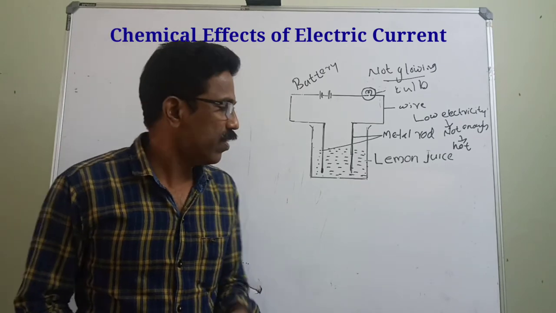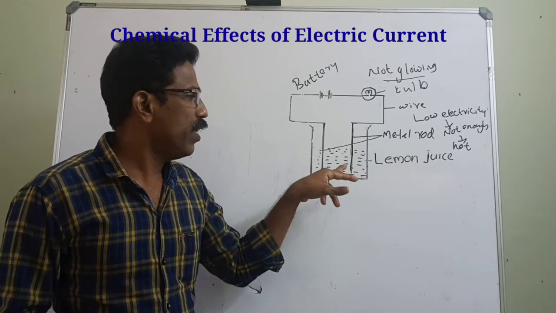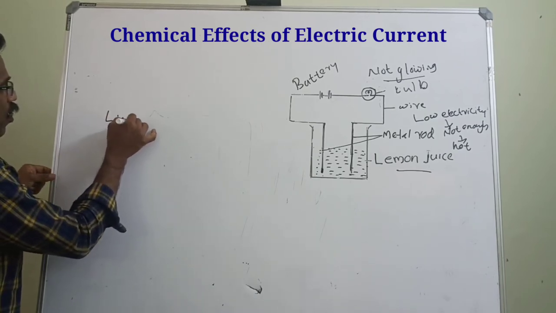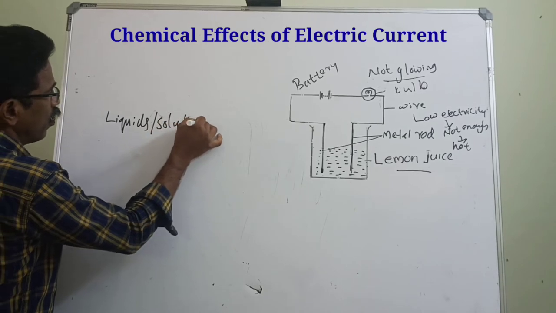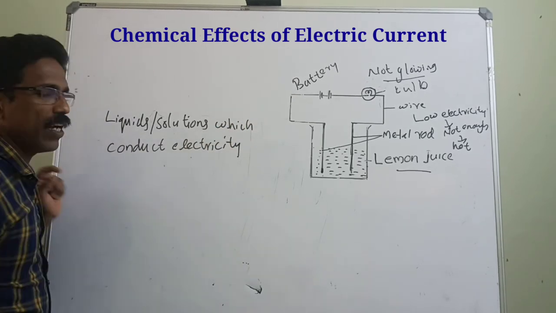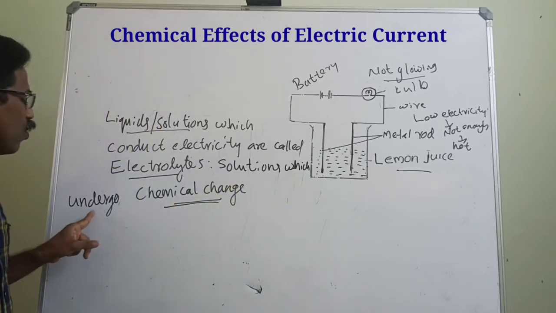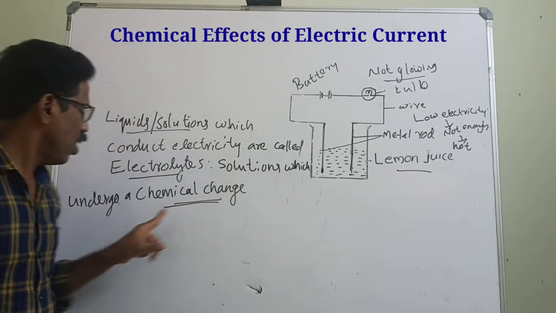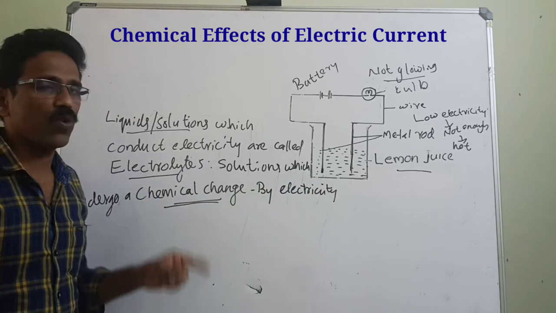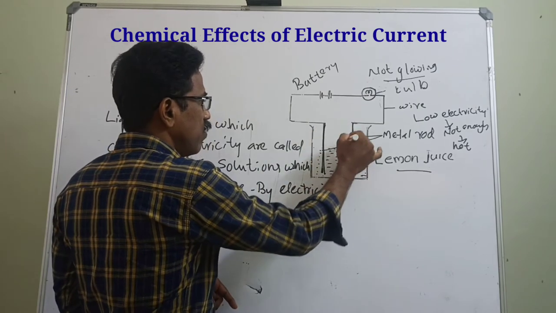Understood? Now let us discuss this experiment. Here you have seen two metal rods which are dipped in the solution. Solutions like lemon juice, which conduct electricity, are called electrolytes. Solutions which undergo a chemical change by the passage of electricity are called electrolytes. So here lemon juice is an electrolyte. Understood? Now you can see two metallic rods which are dipped in the electrolyte.